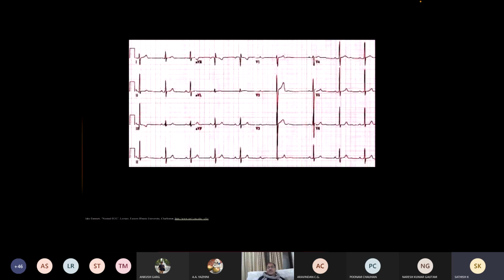Anyone who is interested can answer this ECG, the findings of this ECG. Almost all slides are over. So these are the exercise ECGs.